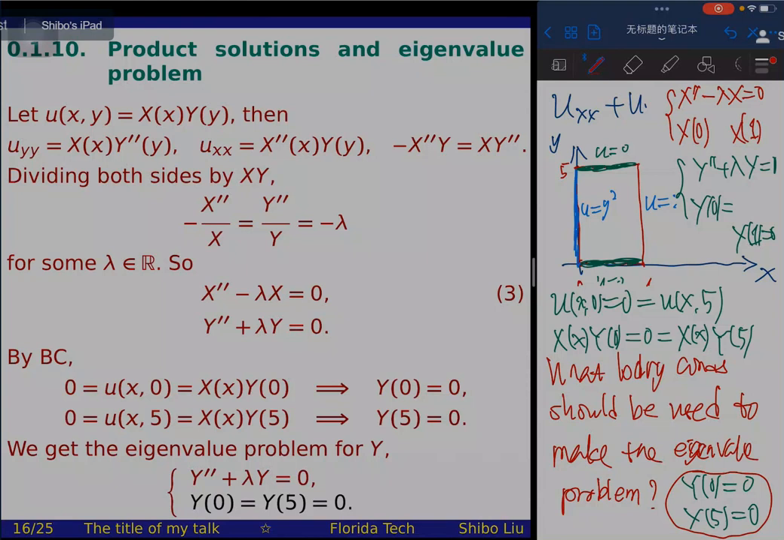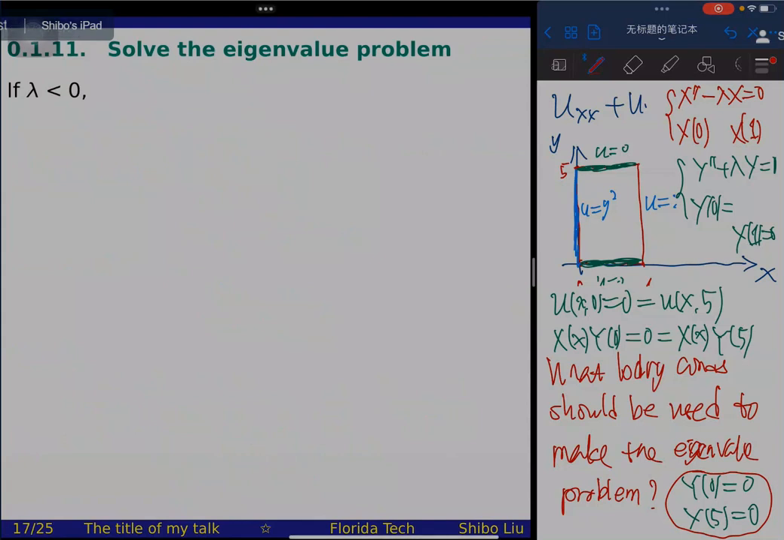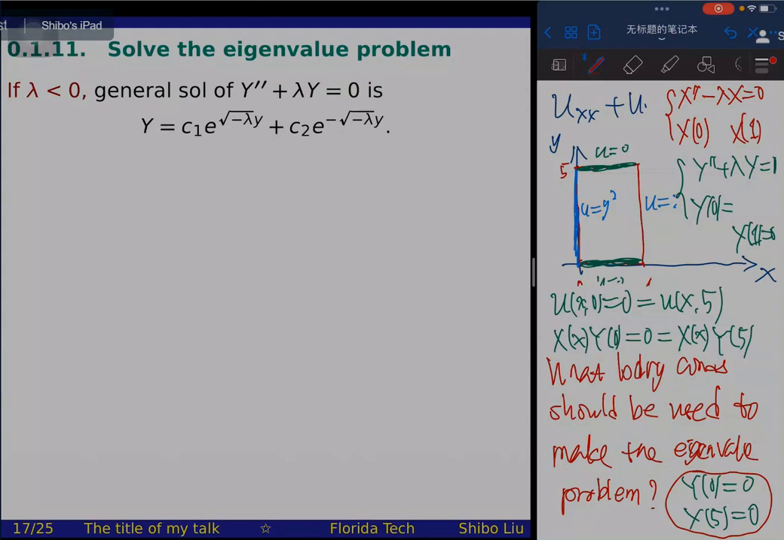The third question, we need to solve this boundary problem, solve this eigenvalue problem. As before, we need to distinguish three cases: lambda negative, lambda positive, and lambda equals 0. So when lambda is negative, the general solution for the ODE for Y is a linear combination of exponential functions. Then our boundary condition tells us that Y(0) is 0. On the other hand, by the expression for Y, Y(0) is the sum of C1 and C2.